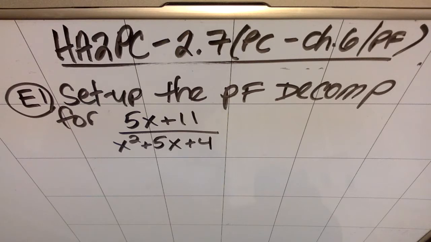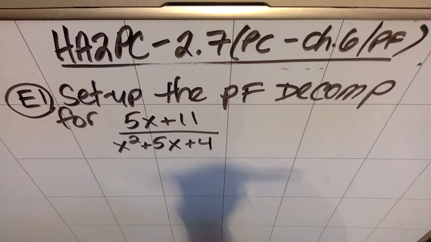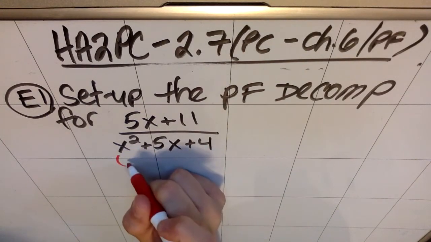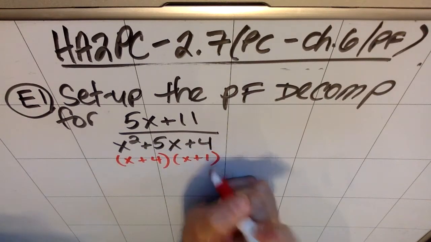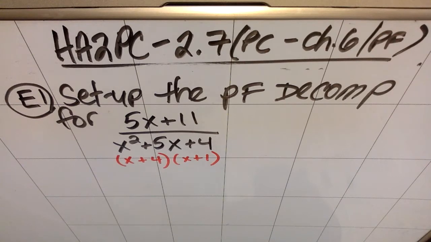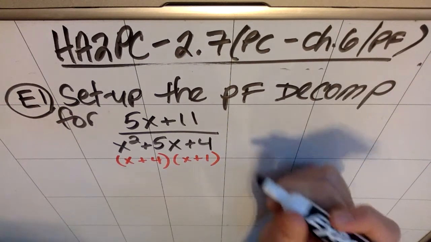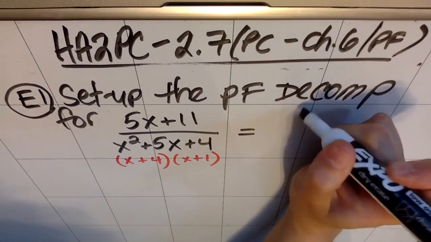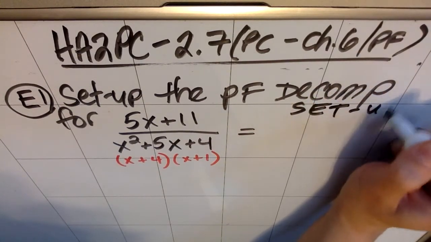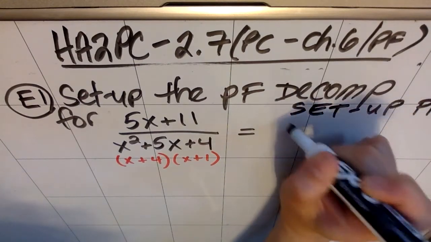If you recall, the very first rule of doing partial fraction decomposition is to fully factor the denominator. In this case, it's going to factor into an x plus 4 times an x plus 1, right? So when I set up my decomposition, over here is my original, and over here I want to set up my partial fractions decomposition.